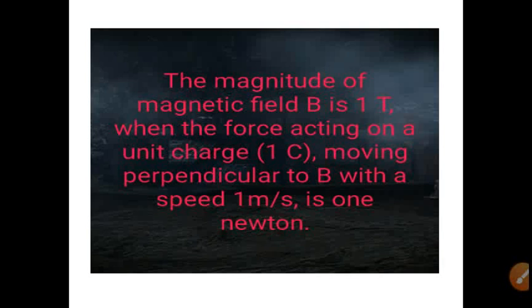Therefore, we can define Tesla as the magnitude of magnetic field B is 1 Tesla when the force acting on a unit charge, that is 1 coulomb, moving perpendicular to B with a speed 1 meter per second is 1 Newton.